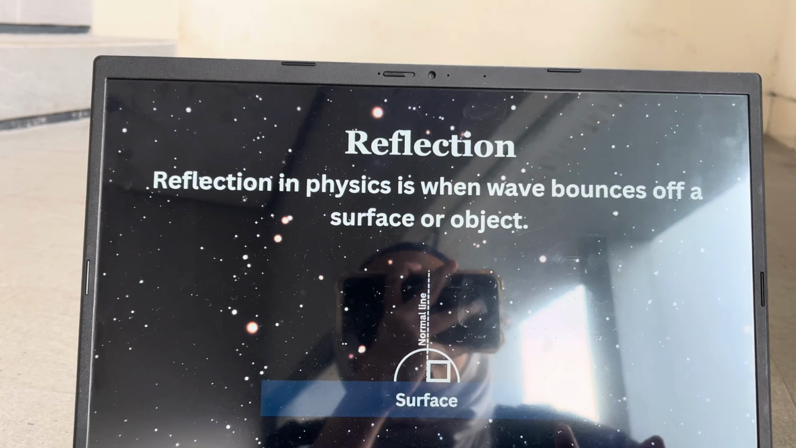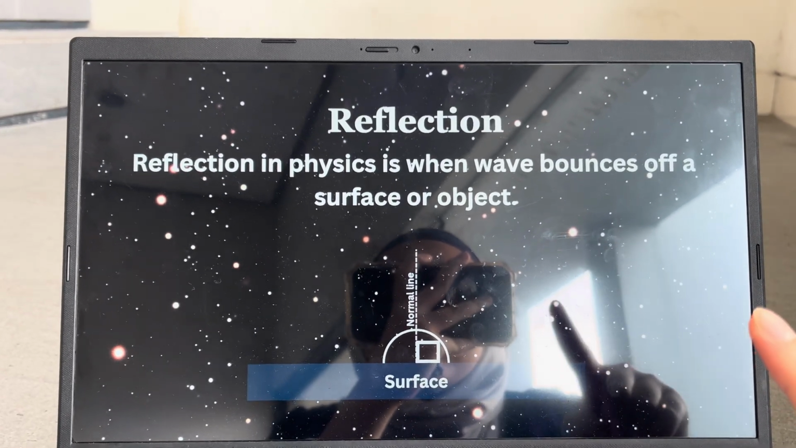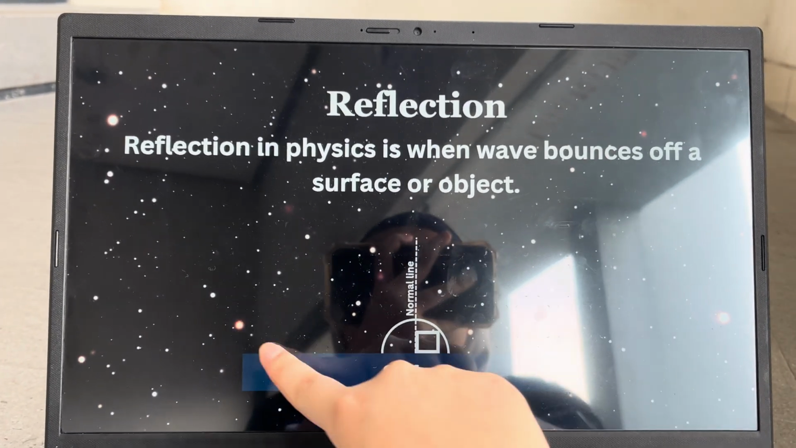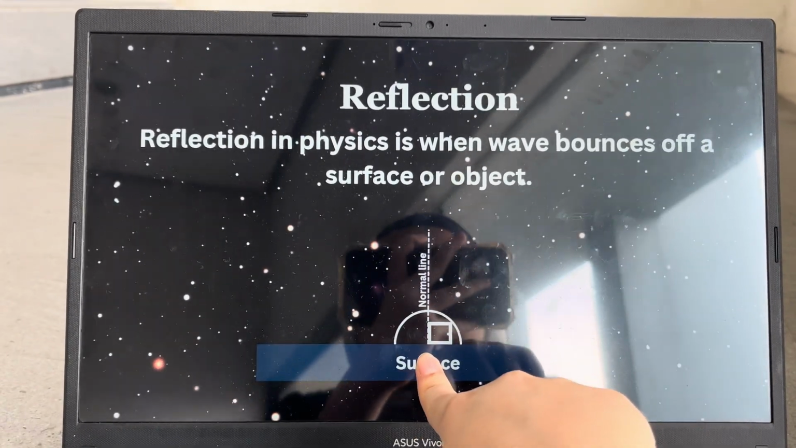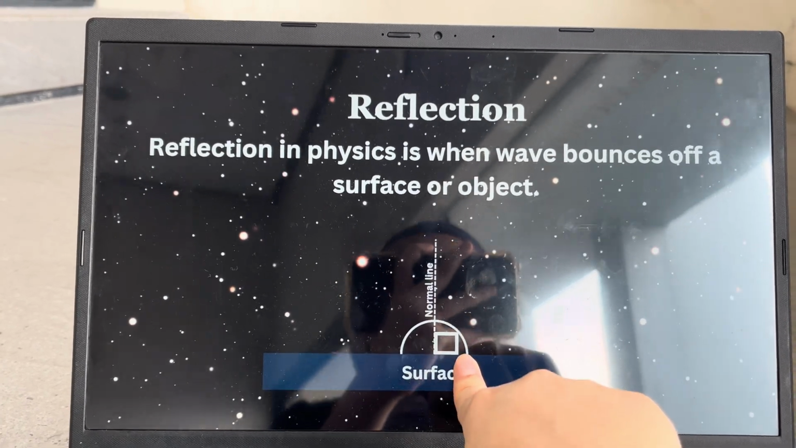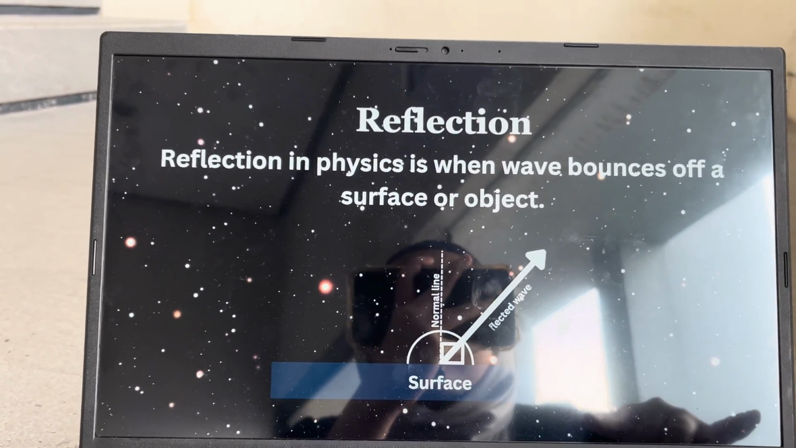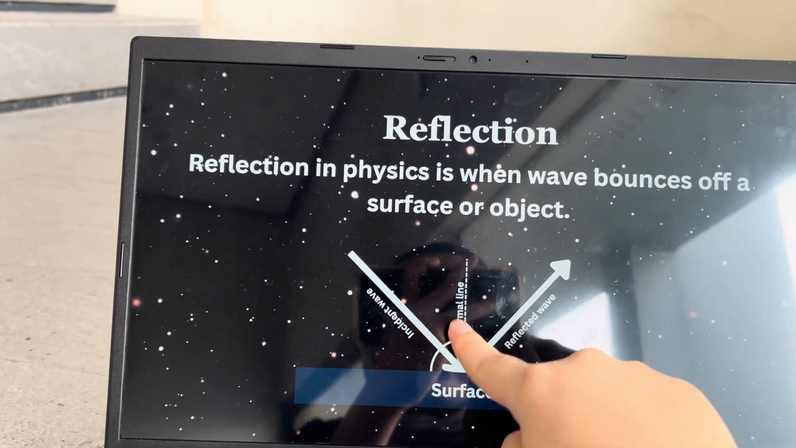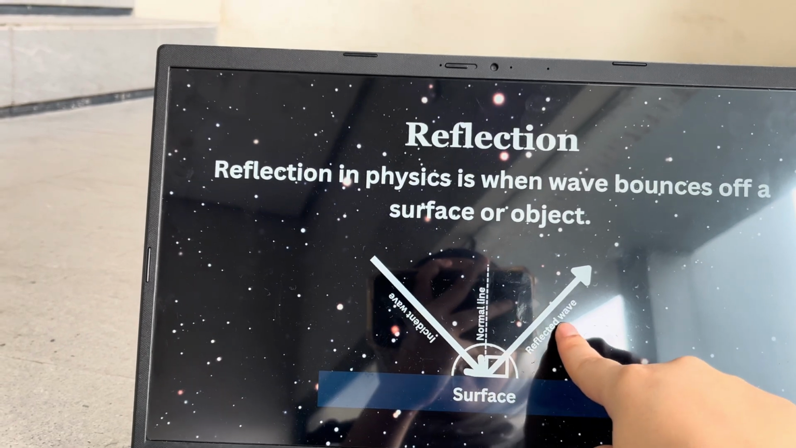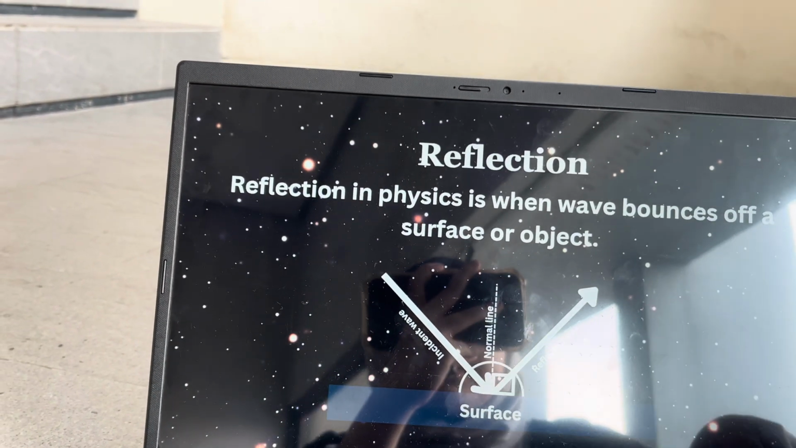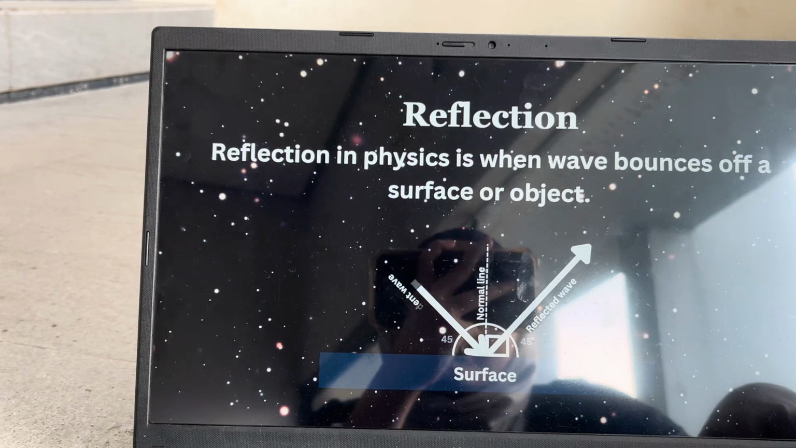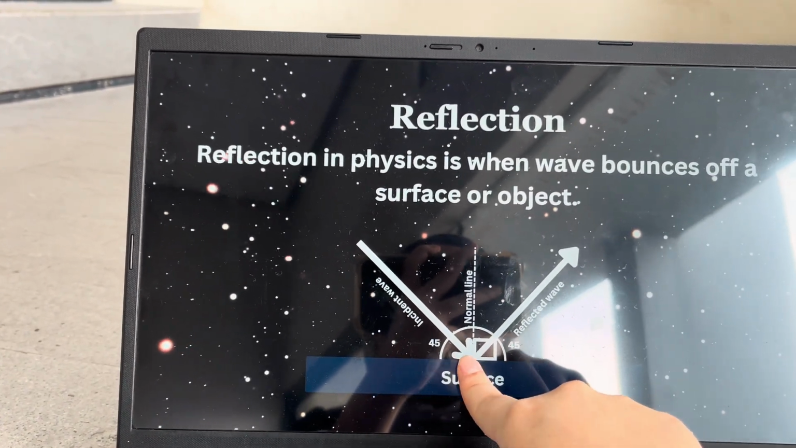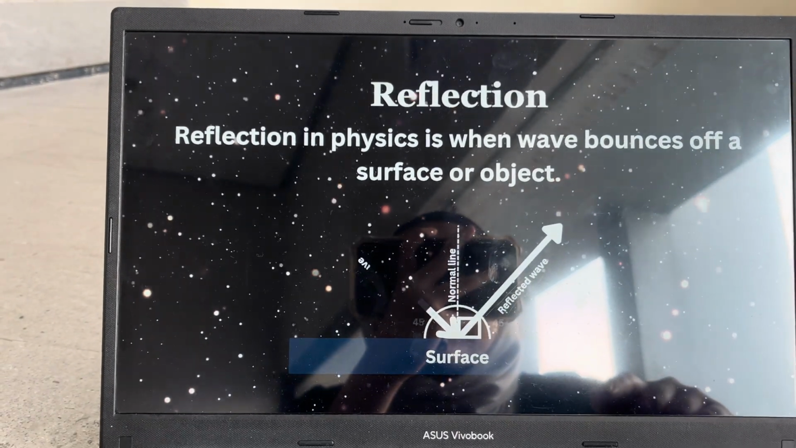Okay, so the first wave interaction is reflection. Reflection in physics is when a wave bounces off a surface or object. So this is the surface, and there will be a normal line. A normal line is the line that is always 90 degrees from the surface. And then comes an incident wave, and after the incident wave bounces on the surface, it becomes a reflected wave. And also, the angle of the incident wave to the surface is always the same as the angle of the reflected wave to the surface.